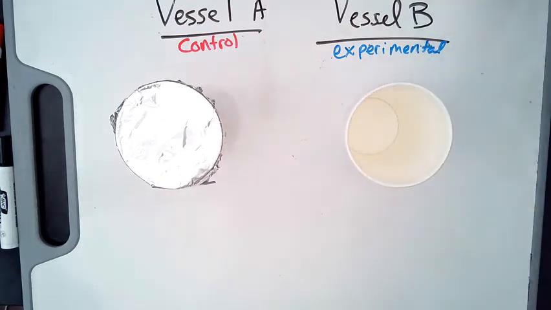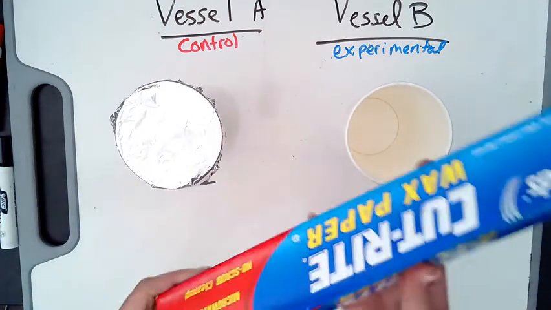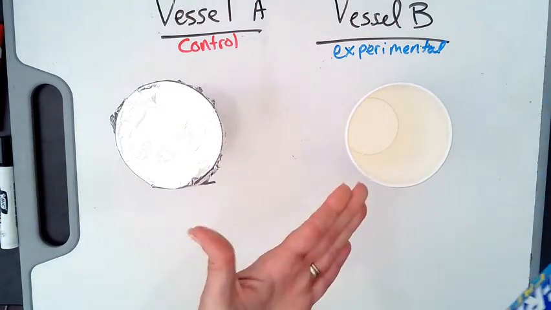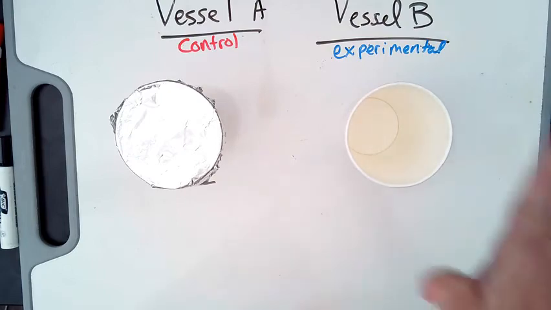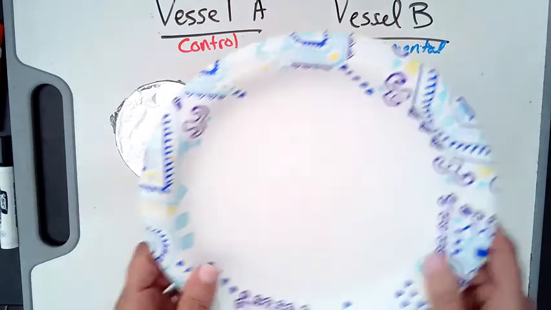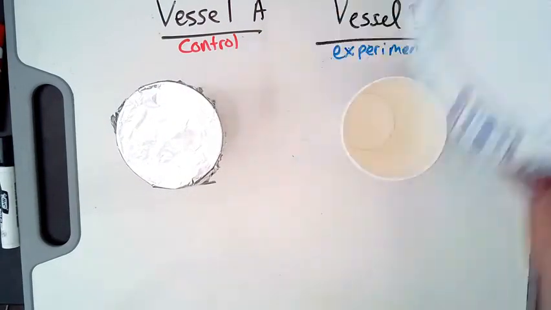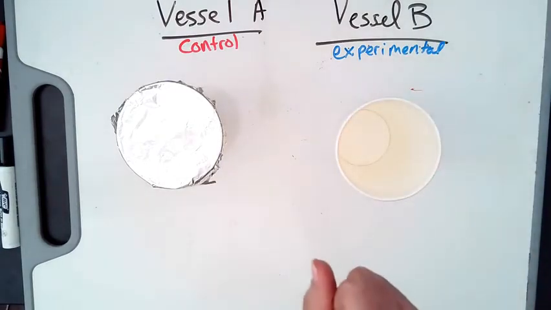Don't have a glass lid that beautiful? Maybe you have wax paper. Maybe you have saran wrap. Maybe you just have a paper towel or a paper plate. So that would be testing one variable, what the lid is made out of.